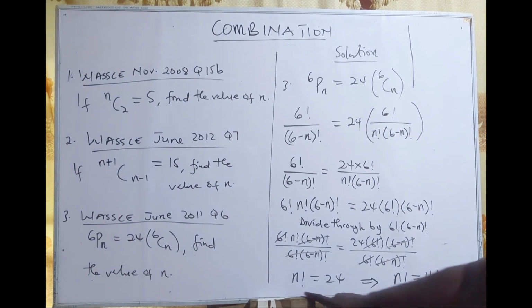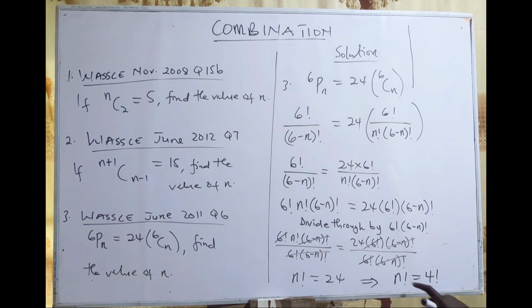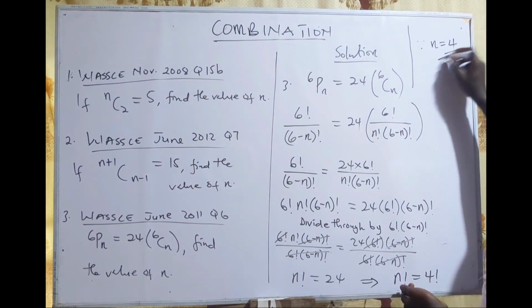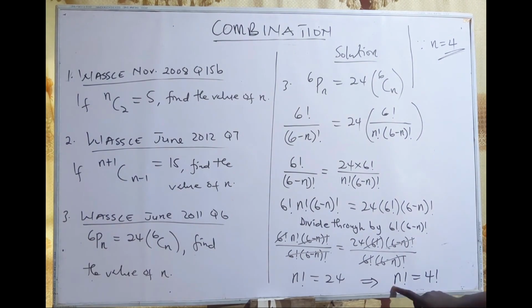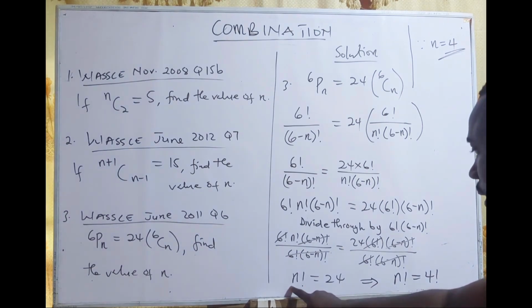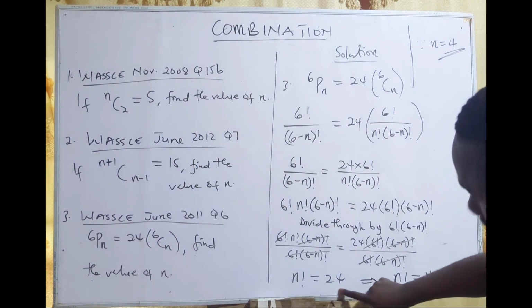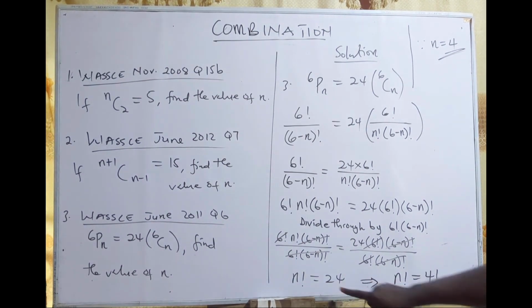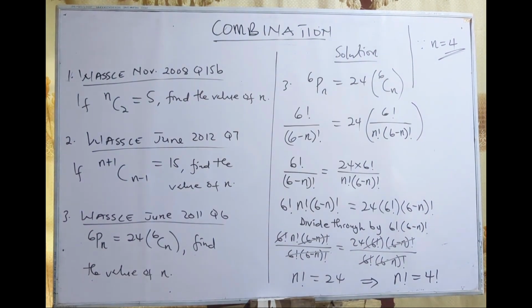You see, n factorial is equal to 4 factorial, because the n factorial is what? It is 24. So it is 4 factorial. That will be the same as the 24. So that my n is equal to what? 4. Therefore, my n will be equal to 4. So 4 factorial will give you the 24. So your n is 4, so that when you put 4 here, it will become the same as the 24. So therefore, my n is equal to 4. I believe you get it.